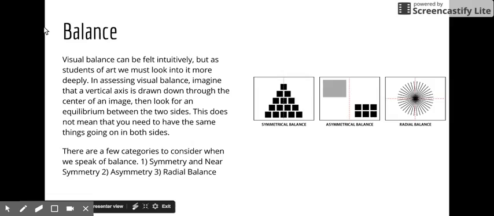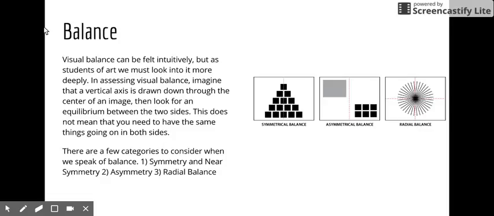Let us now look at balance, another of the principles of art. Visual balance can be felt intuitively, but as students of art, we must look into it more deeply so that we can think critically about it. In assessing visual balance, you can imagine that there's a vertical axis line that is drawn down through the center of an image, or the center of the sculpture, if you'd like. Then we look for an equilibrium between the two sides.